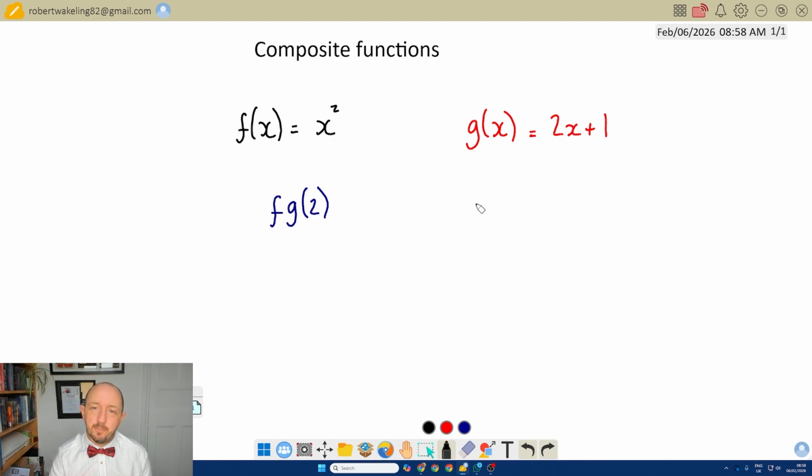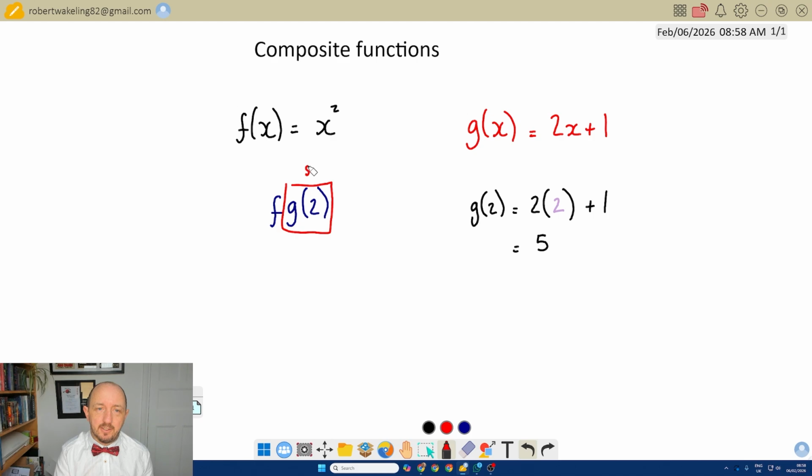So g of 2 would be 2 lots of x, which is 2, so that goes in there for x, and then plus 1. So 2 times 2 plus 1 is 5. So g of 2, essentially, we can replace that with a 5. And the 5 is going to go into the f function. So we're now doing f of 5, which is 5 squared. So we're doing x squared, but we're replacing the x with the input, which is 5.